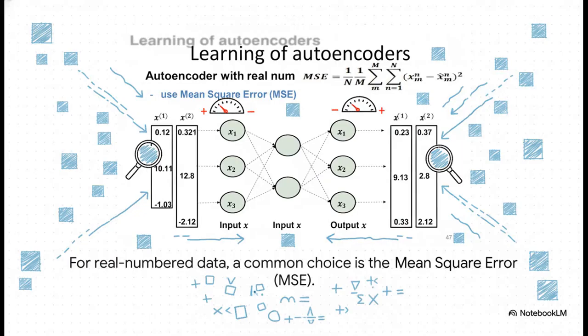A super common choice, especially if you're working with something like image data, is mean squared error, or MSE. It's pretty much what it sounds like. It calculates the average squared difference between the original pixel and the new one. It's a fantastic starting point, kind of like the factory default setting for your loss function.